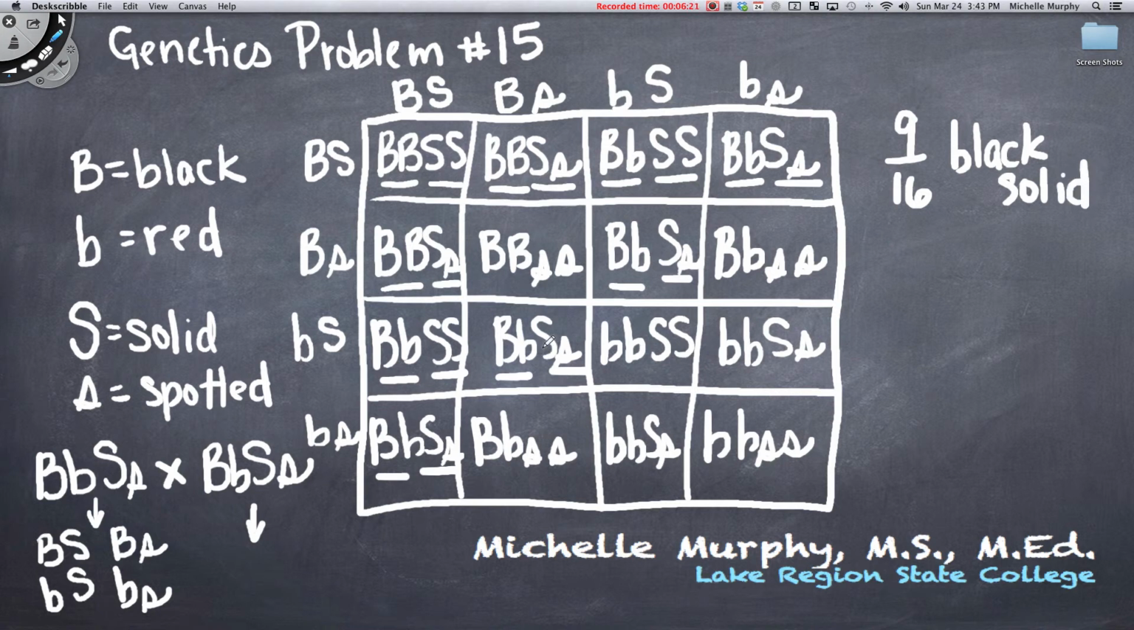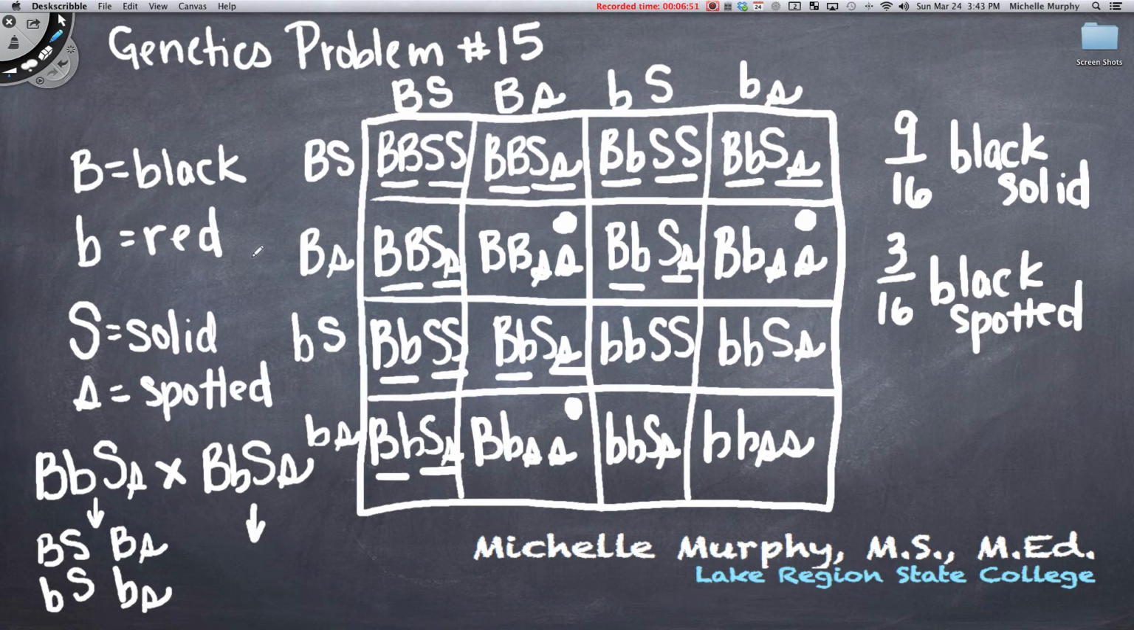Okay, now I'm going to come up with another signal. Let's do black spotted, because if there's no big S, it's going to be spotted. So I'll make a dot up here. Black spotted, black spotted. No, here's another black spotted. Okay, those are the only 3. 3 out of 16 black spotted.